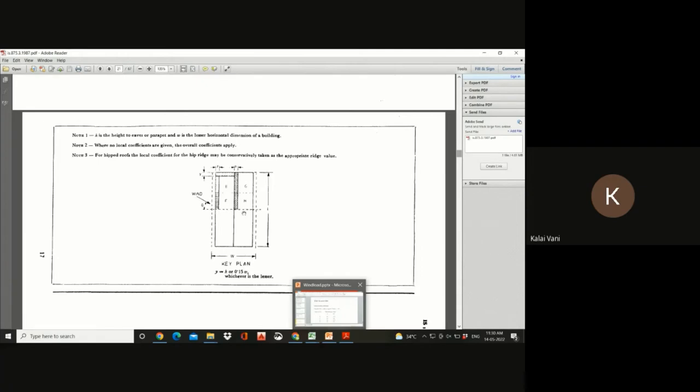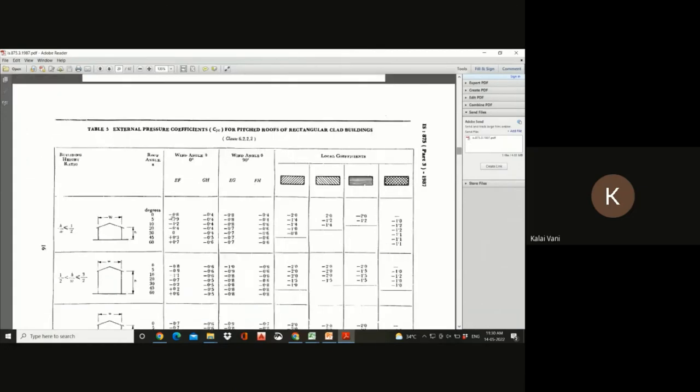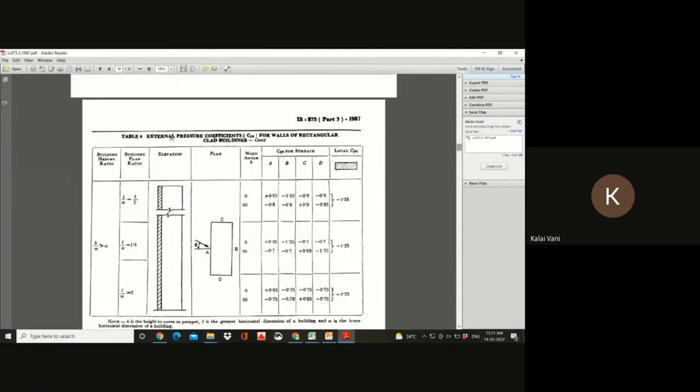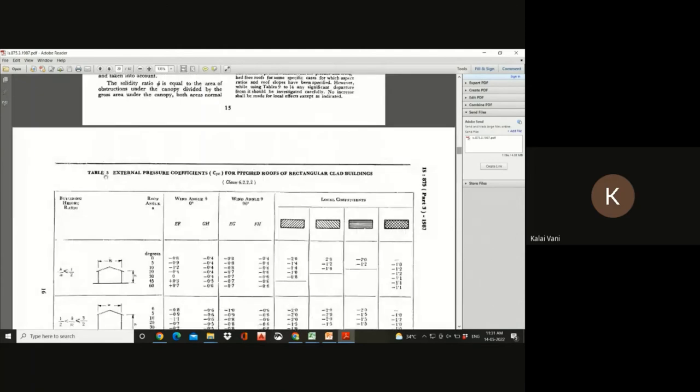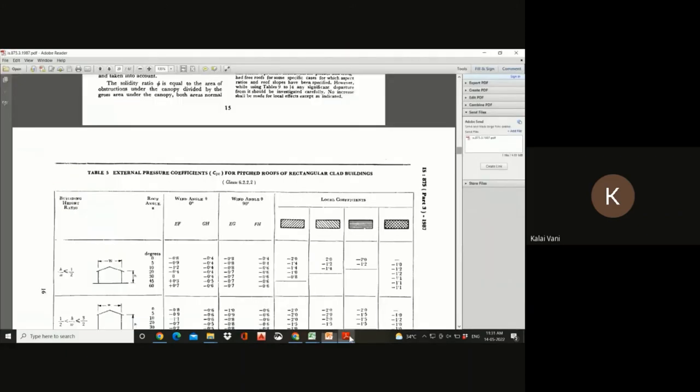So how do we find this EF, GH again? Here, for the external pressure coefficient for a pitched roof, your building is rectangular and the roof is pitched, so you have to choose table 5. Table 4 is the external pressure coefficient for walls of a rectangular clad building. For walls, you need to consider table 4, and for the roof, we have to consider table 5. In your question, you are asked to find both walls and roofs. So now we are going to calculate for walls.